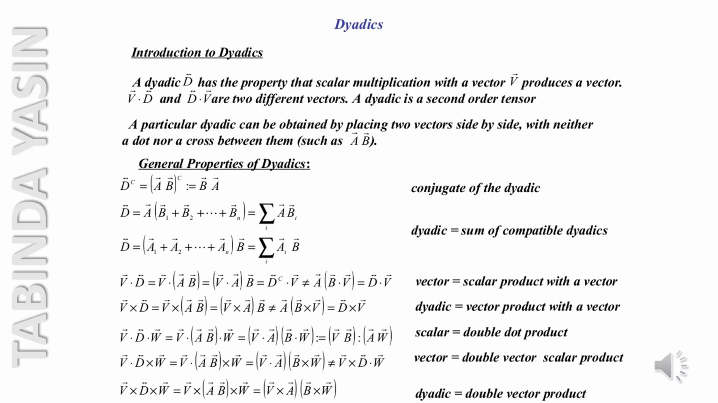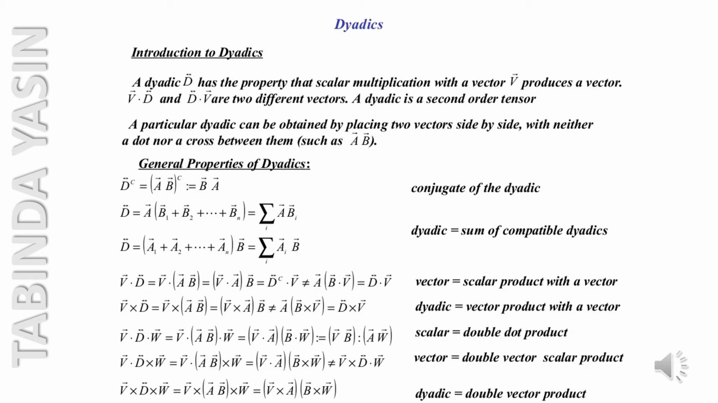Now, starting with the dyadics introduction, we can write a dyadic D with a double arrow above it. It has the property that scalar multiplication with a vector produces a vector. So V vector dot dyadic D and dyadic D dot V vector are two different vectors. A dyadic is a second order tensor.